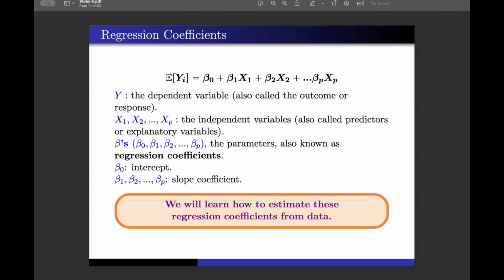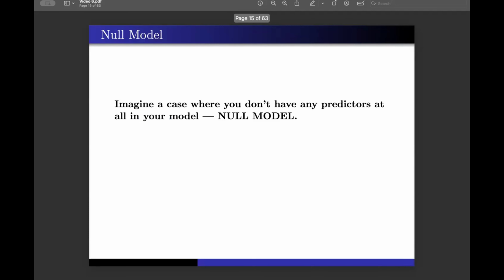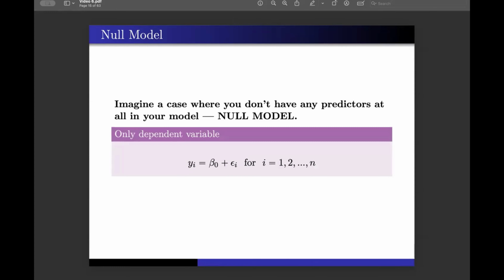Before we estimate the value of the regression coefficients when we have p predictors in the model, we'll start with the simplest regression model. What could that look like? Well, imagine a case where you do not have any predictors at all in your model. That's right. No independent variables at all, only the dependent variable. So we do not have any x in the model. When we remove all the x1, x2, x3, and so on till xp from the model, the only things left in the model are beta naught, which is the intercept, and the error term epsilon i. So we have only the dependent variable yi, and it is equal to beta naught plus epsilon i.